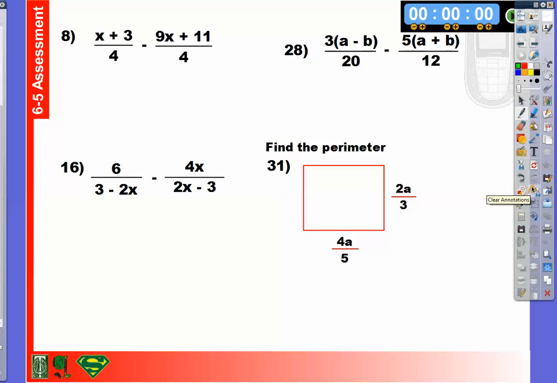All right, for number 28, we have another fraction. And we're just going to subtract. So what do I have to have in order for me to be able to subtract? What must be true about the two fractions in order to subtract them, Lucy? Common denominators. Do I have common denominators? No. All right. So the question is, what do 20 and 12 both go into?